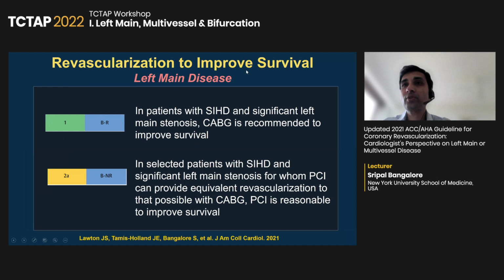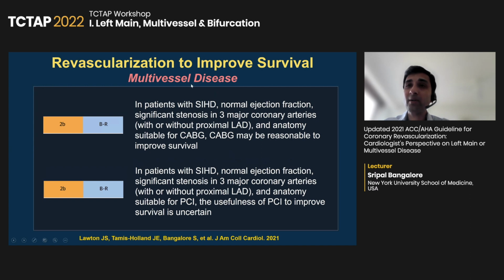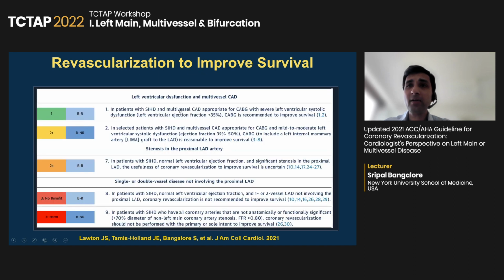So for revascularization to improve survival in left main disease, we gave CABG a class 1 recommendation. And in patients where PCI can provide equivalent revascularization to that of CABG, PCI can be considered in that group of patients. What about patients with multivessel disease with the sole intent of improving survival? It's now a class 2B for CABG to improve survival in patients with normal ejection fraction. I think this is what is driving the controversy, but we are only referring to improving survival and not other endpoints.